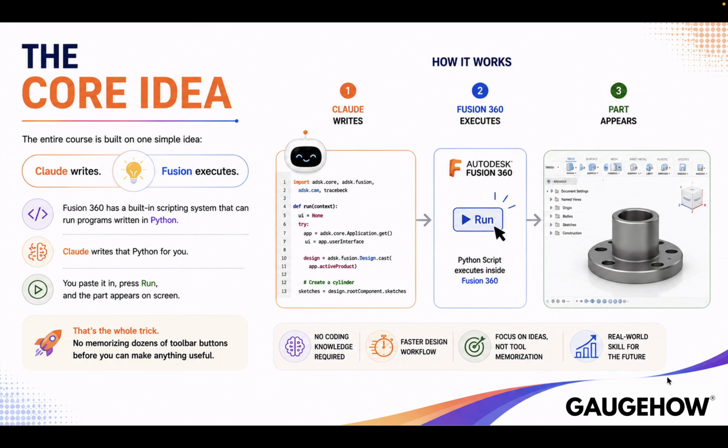This is where Claude completely changes the workflow. Instead of writing the Python code, you simply explain what you want to build. Claude then converts your engineering descriptions into a Fusion 360 Python script. It is writing the program that instructs Fusion 360 how to build the component. So now let's follow the complete workflow shown on the right side of this slide.